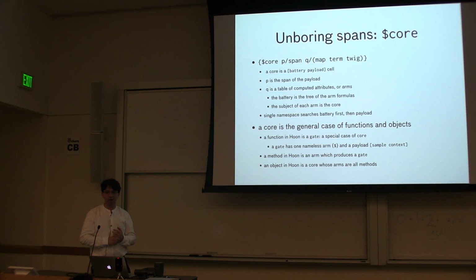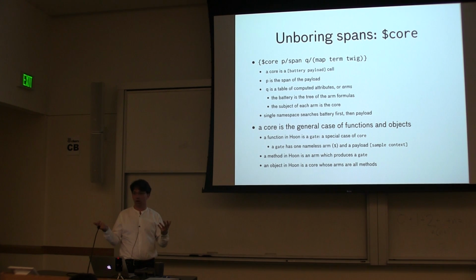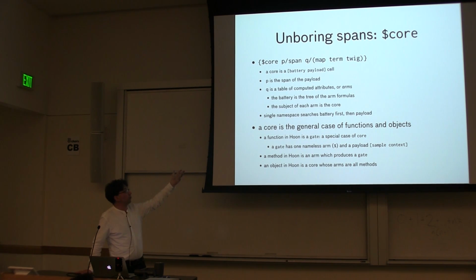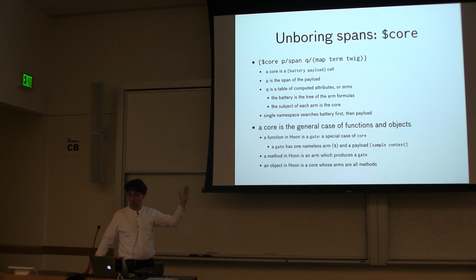So there's no separate namespace for data and for code. If you're looking for foo on a core, and the core doesn't have foo in the battery, then it goes in and says, oh, well, let's look in the payload. Let's descend down the tree. Notice also, again, that there is no attempt to create a type signature here. So this is just a map of a term to the twig. Twig is a source expression, and that's in the type.